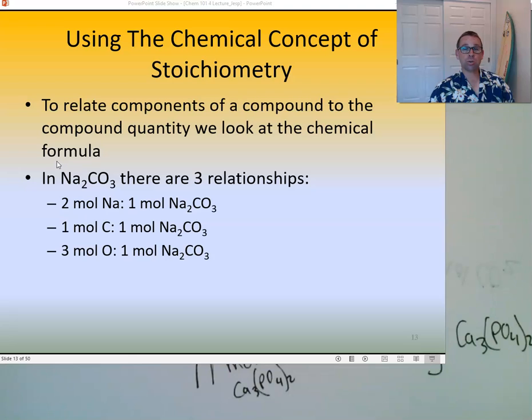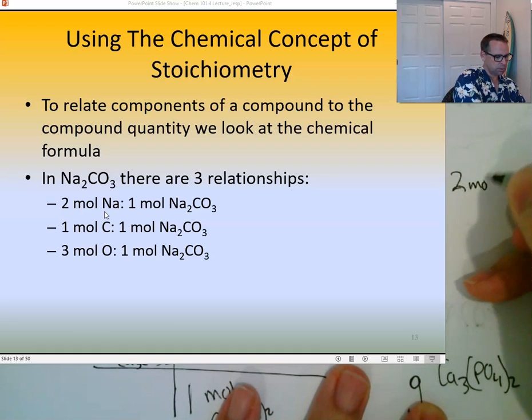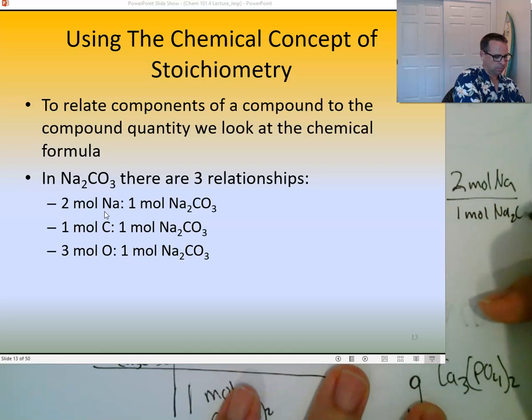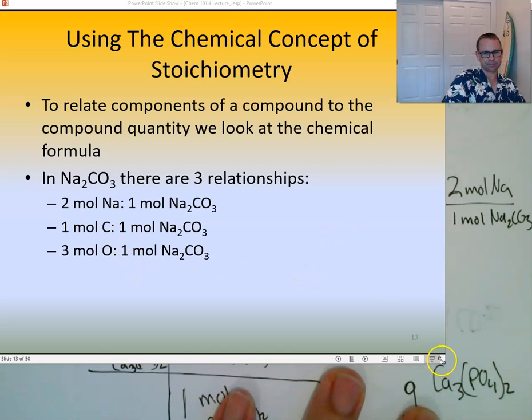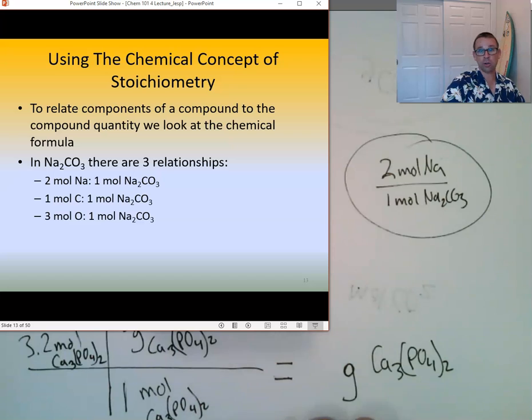All right. So I'm going to show you some of what we call stoichiometric relationships between the different materials in sodium carbonate. We can say there are 2 moles of sodium for every mole of sodium carbonate. Can you see how that becomes a conversion factor? I can say 2 moles of sodium for every mole of sodium carbonate. And I could flip that, so that's 2 conversion factors right there.